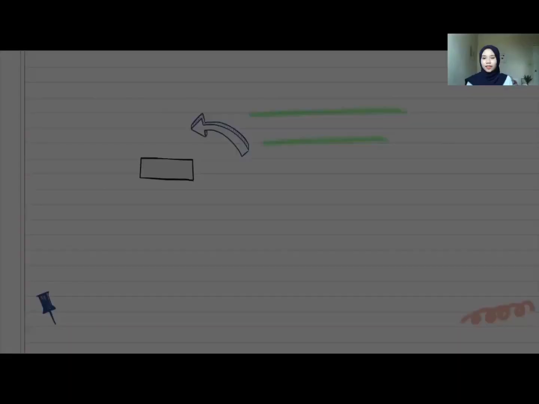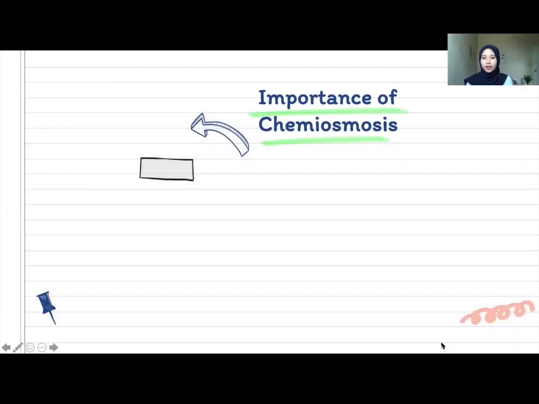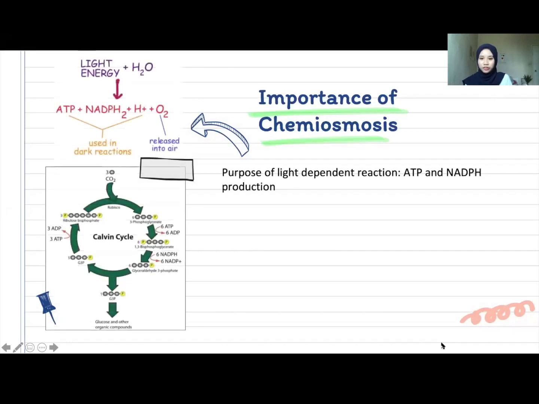Thank you. So the next point on chemiosmosis is the importance of it. The first thing to remember is that the purpose of the light-dependent reaction is to produce ATP and NADPH that will be used in the next process. As you can see from the first illustration here, the ATP will be used in the first stage of the Calvin cycle, which is known as the carbon fixation stage, whereby 6 ATP will be converted into 6 ADP.